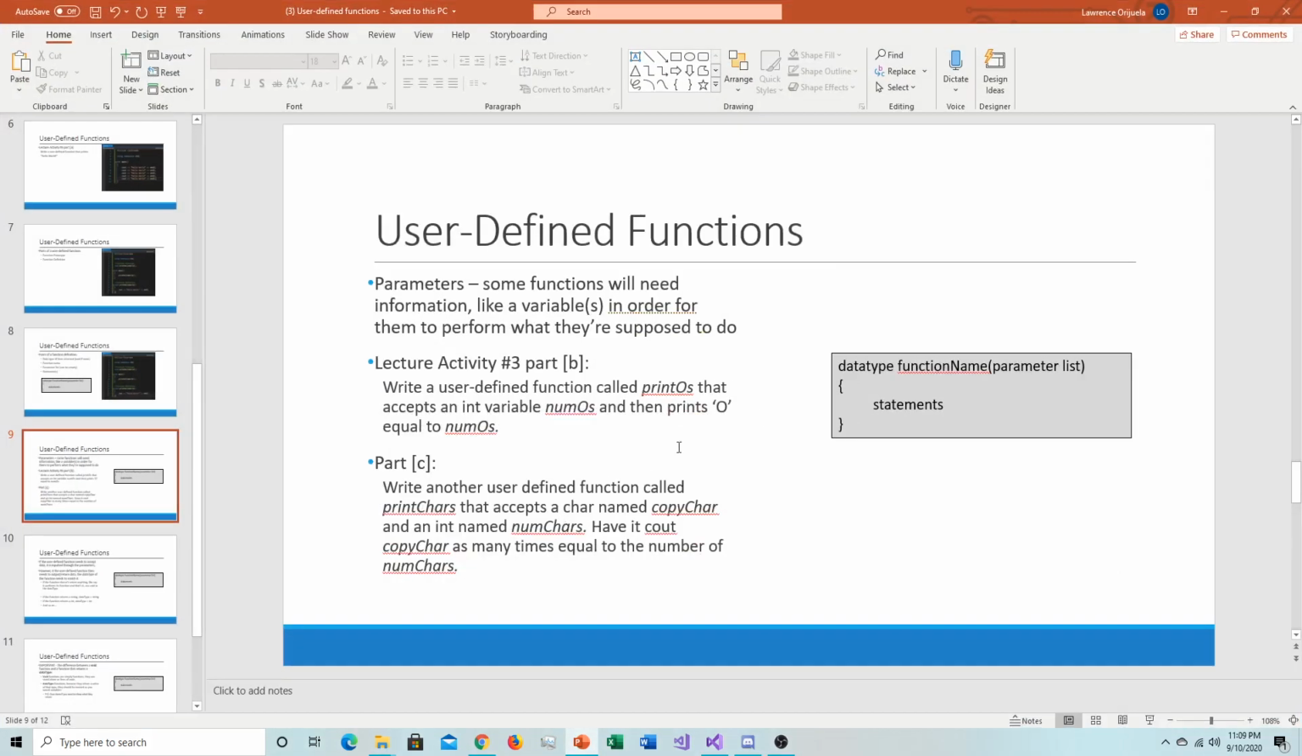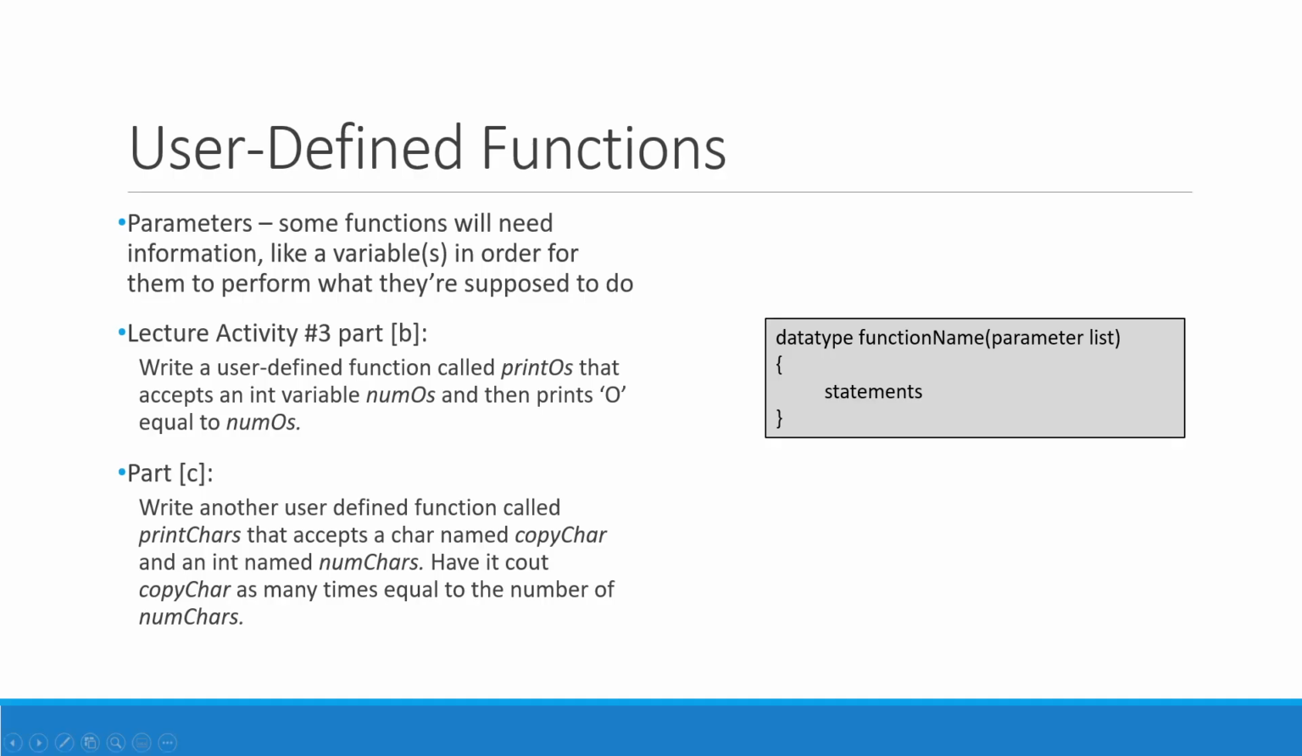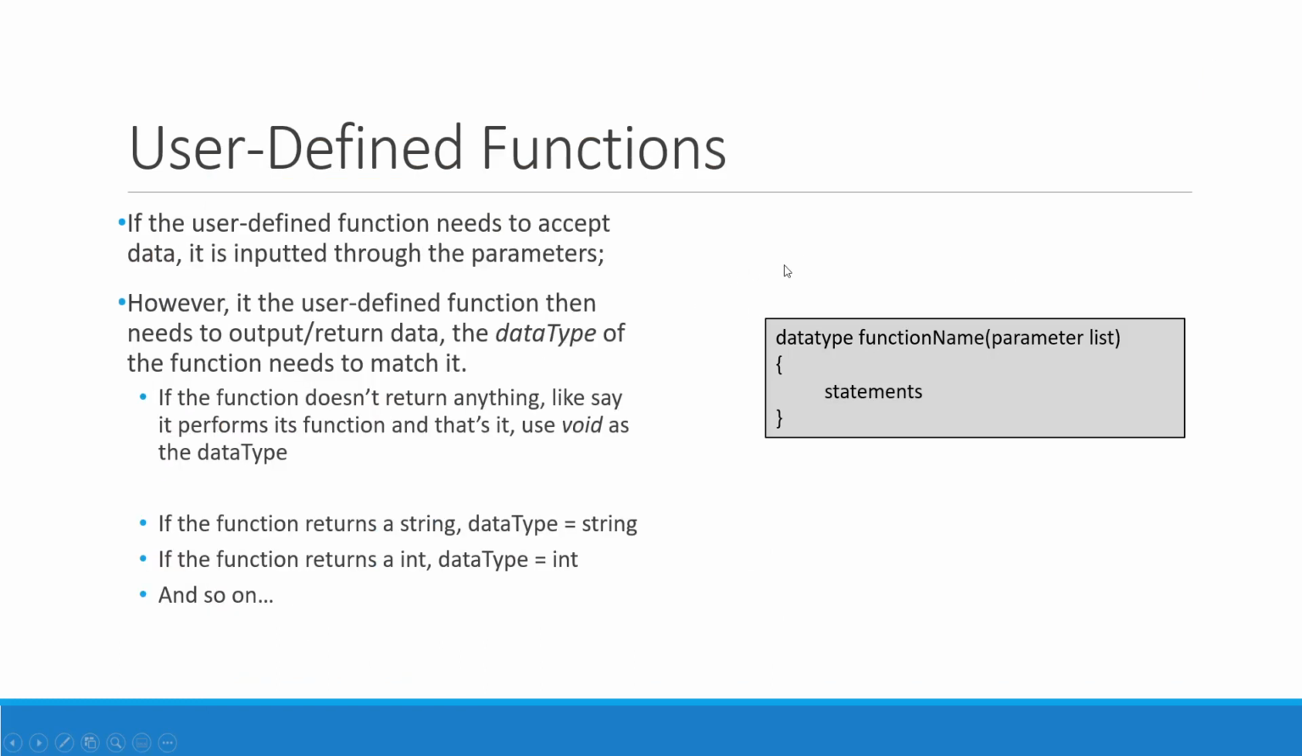So let's see what's next. Okay. So that's not too hard so far, I hope. So if the user-defined function needs to accept parameters, like data, it's inputted through the parameters list. So we wrote user-defined functions before in which the parameter list is empty. Those are for functions that don't need variables to do their jobs. And then we wrote user-defined functions that do take variables. Now, this is very important. This is going to lead up to that void keyword that I'm talking about.